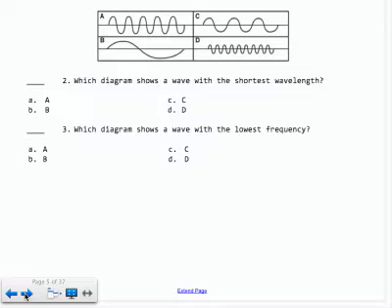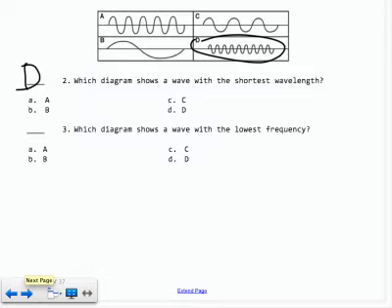In the diagram here, question 2, which diagram shows a wave with the shortest wavelength? So like we just said, wavelength is the distance between points on two consecutive waves. So you're looking for the waves that are the shortest, that are the closest together, which in this case is going to be D.